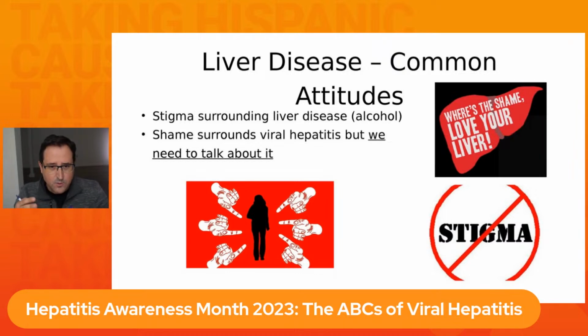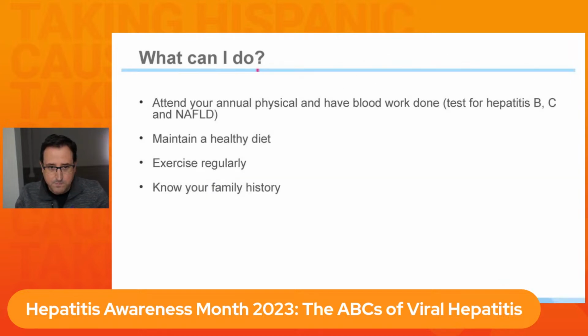That's it. So we need to start talking about this openly. We need to talk about liver disease. We talk about the different causes of liver disease because there's a way to treat them, and more importantly, there's a way to prevent them. So what can you do?